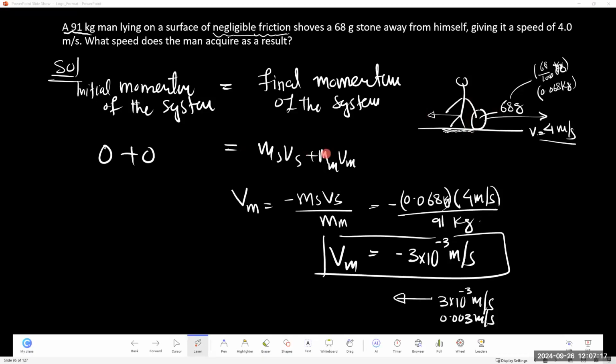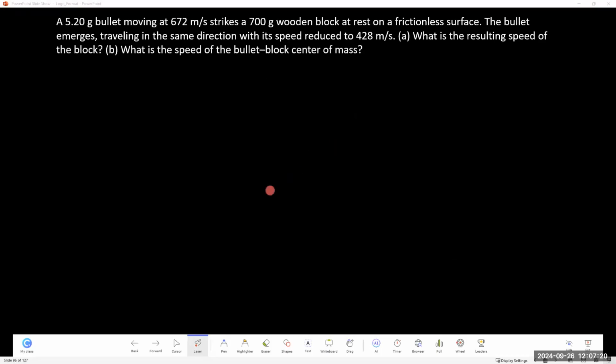Let's do another problem. In this problem, let's take a look. What is given? A 5.2 gram bullet moving at a speed of 672 meter per second strikes a 700 gram wooden block at rest. So the wooden block is not moving, at rest on a frictionless surface. There is no friction in the surface. So there is a block, the bullet is coming and then poking into the block, and then the block starts moving. The bullet emerges and travels in the same direction.